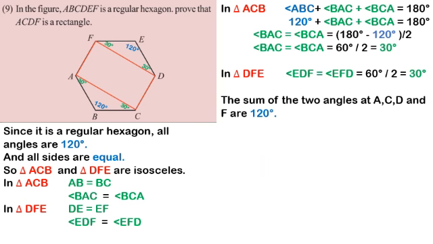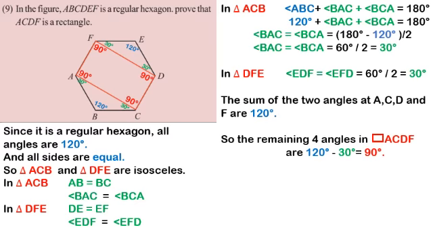We know the sum of the two angles at the vertices A, C, D and F are 120 degree. So the remaining four angles in quadrilateral ACDF are 120 minus 30, that is 90 degree. Now we get four angles of this quadrilateral are 90 degree. So we can say quadrilateral ACDF is a rectangle.